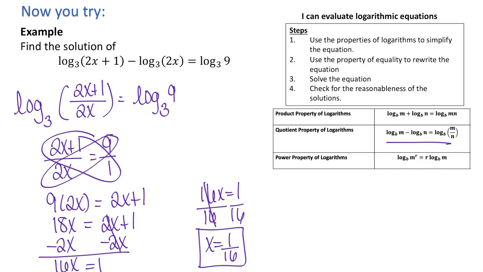And if we go back to our original logs and plug in 1 over 16, we get the log base 3 of 2 times 1 over 16, so that's 1/8, plus 1, minus the log base 3 of 2 times 1 over 16, so that's 1 over 8, and that equals the log base 3 of 9. So we don't have any negative numbers there in the logs, so x equals 1 over 16 is a good solution.